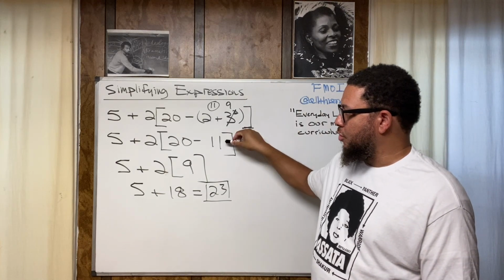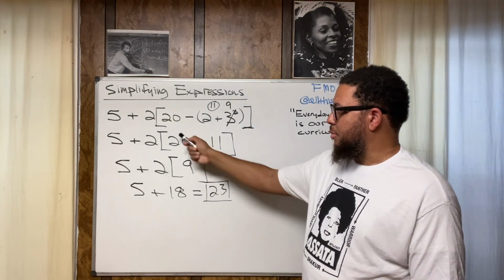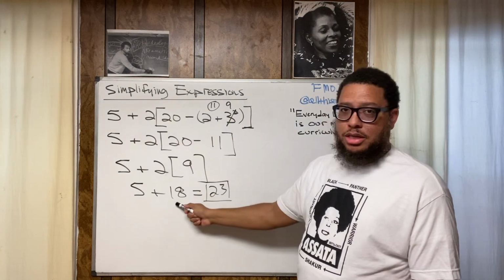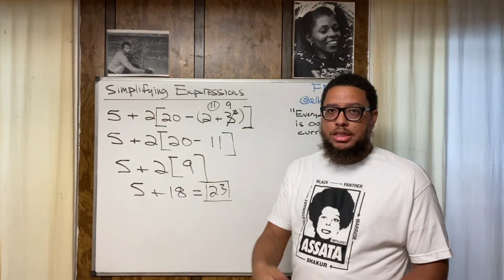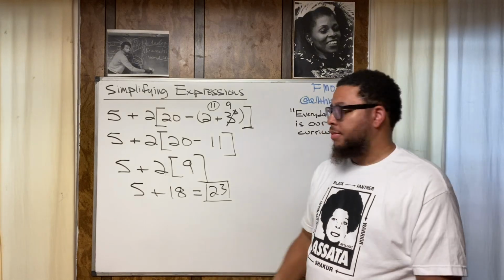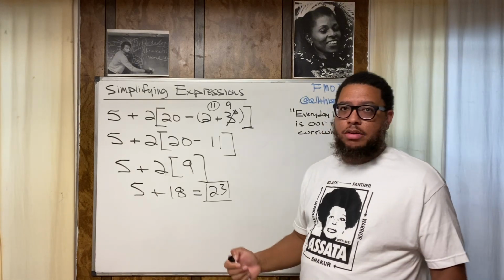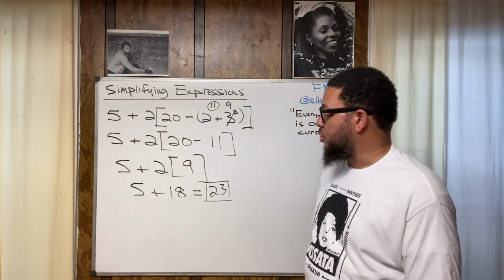Where does 11 come from? What happened to the 2 and the 3 squared? Where does 9 come from? What happened to the 20 and the 11? Where does 18 come from? What happened to the 2 and the 9? As a student, you should understand that. As a parent watching this, you should understand that too, so you can help your children with their homework. As a teacher, you definitely should understand that, that goes without saying, I hope. So the final answer is 23.